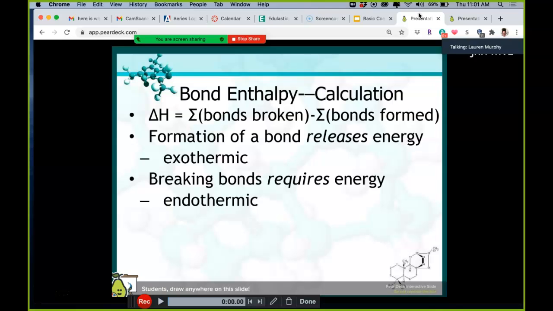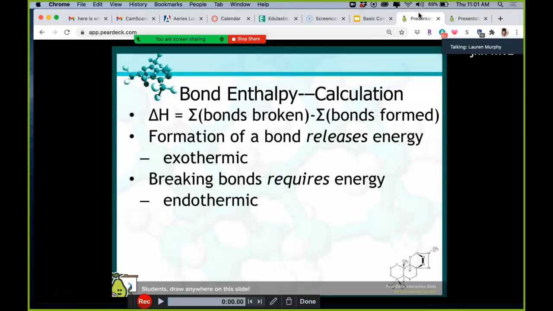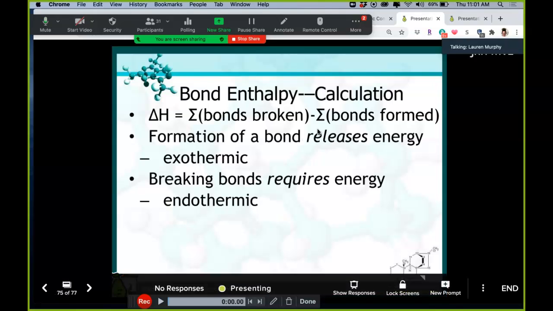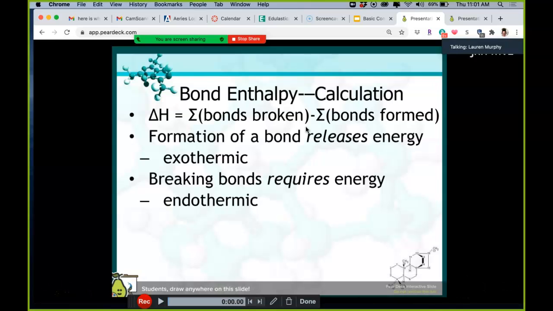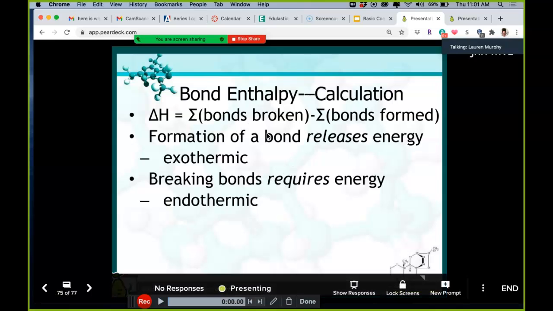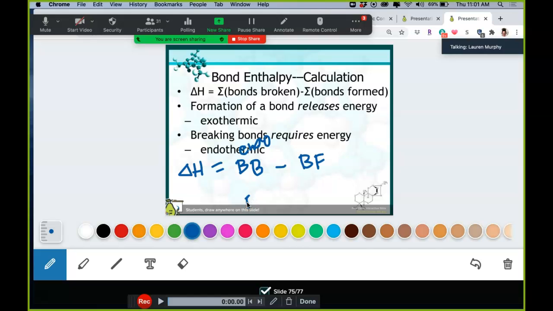Remember this? I'm ending with this. Because we can draw Lewis structures, the bonds broken minus bonds formed is now your job to be able to do with drawing. So, again, remember, breaking bonds is endothermic, forming bonds is exothermic. Okay? So delta H is bonds broken minus bonds formed, which is reactants, bonds broken, and products.